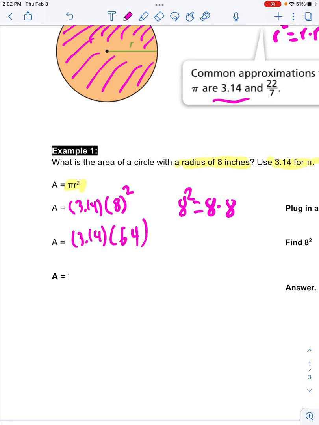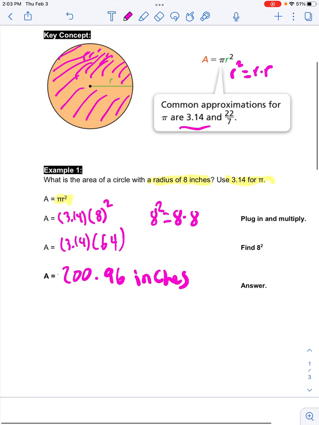And again, please use a calculator on this. 64 times 3.14 is 200.96, and our units were inches.